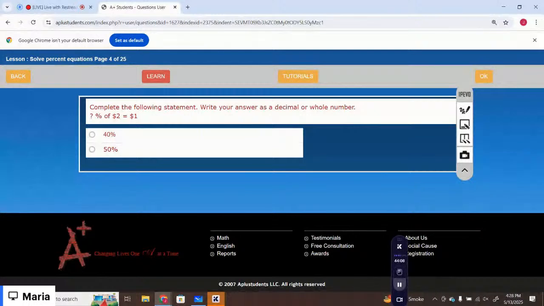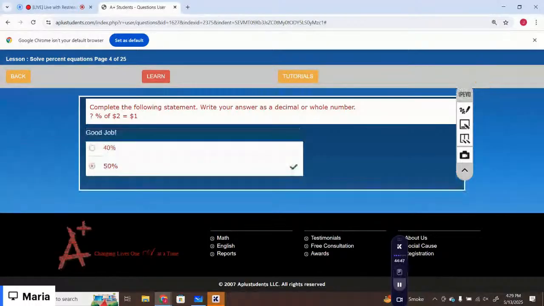Complete the following statement. Write your answer as a decimal or whole number. What percent of 2 equals 1? That is 50%. Option number 2 is the correct option.